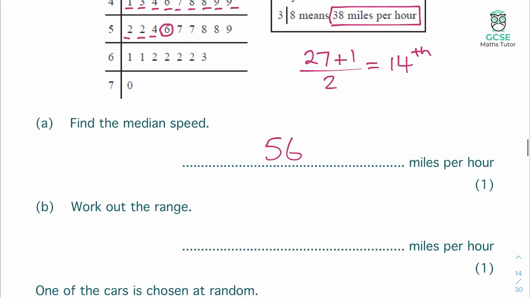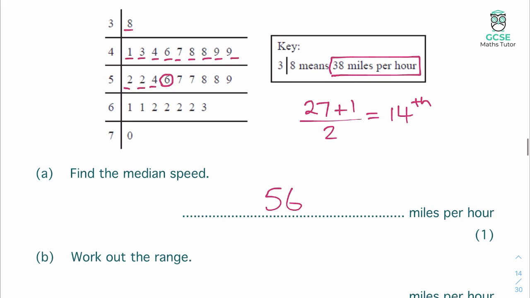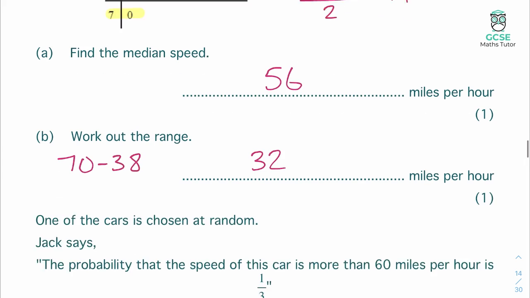Next one, work out the range. That's the biggest, take away the smallest. So our biggest number is 70, our smallest is 38. So our working out for that would be 70, take away 38, and the answer for that is 32. So there we go, there's our range.